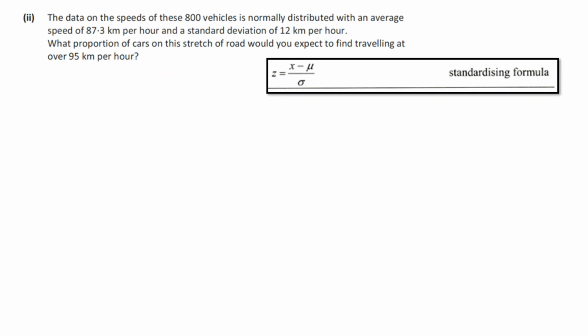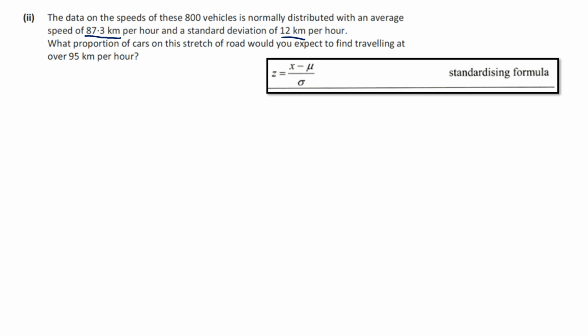The data on the speeds of these 800 vehicles is normally distributed with an average speed of this. So that is the average of their speeds. It has a standard deviation of 12. And what proportion of cars on this stretch of road would you expect to travel at 95 kilometers per hour?